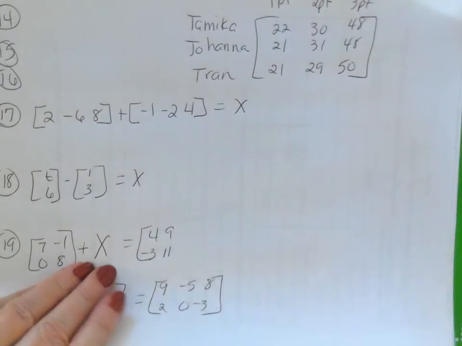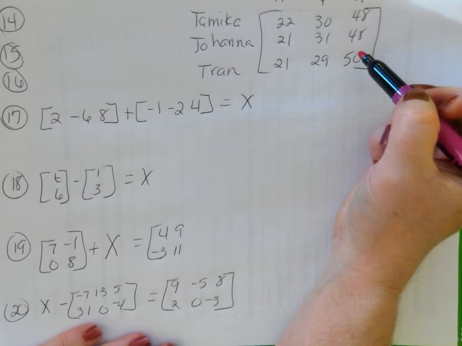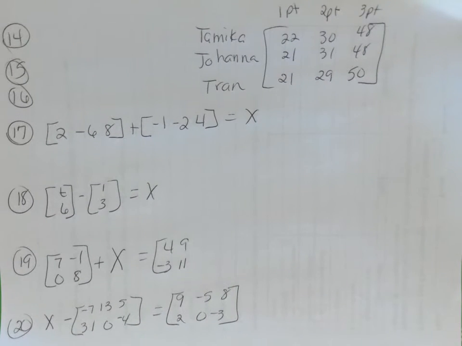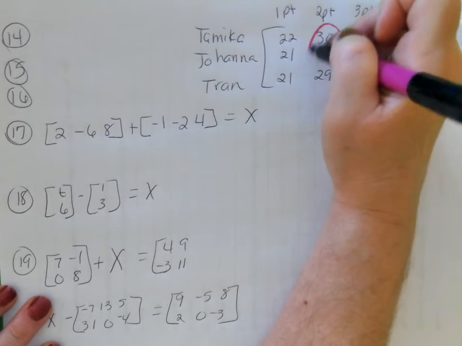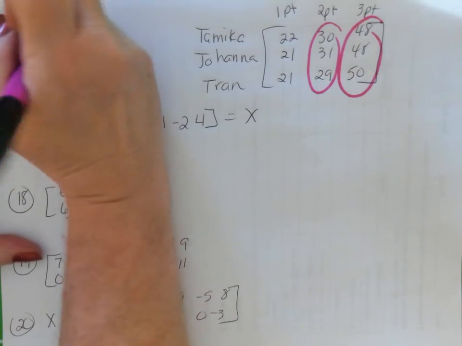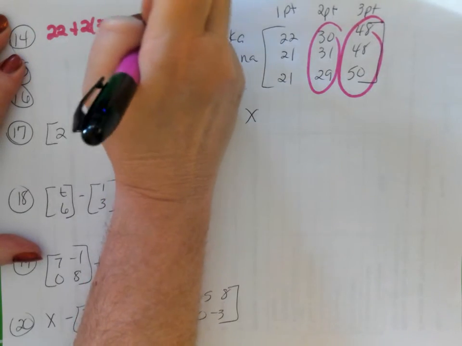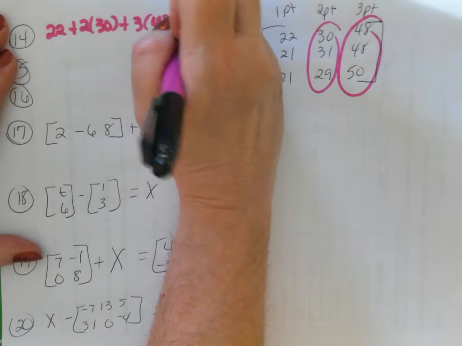This is my blotter page. Okay, number 14. Looking at this matrix right here. Oops, sorry, I got to scroll down a little bit. There we go. Number 14 says, how many points has Tamika scored? So we would need to add up all of Tamika's points, but remember, these are all worth 2, and these are all worth 3. So we would have 22 plus 2 times 30 plus 3 times 48, and that totals out to be 226.